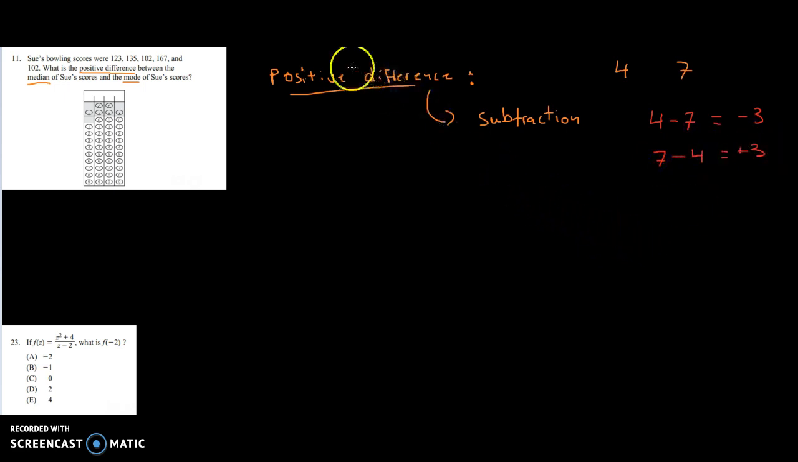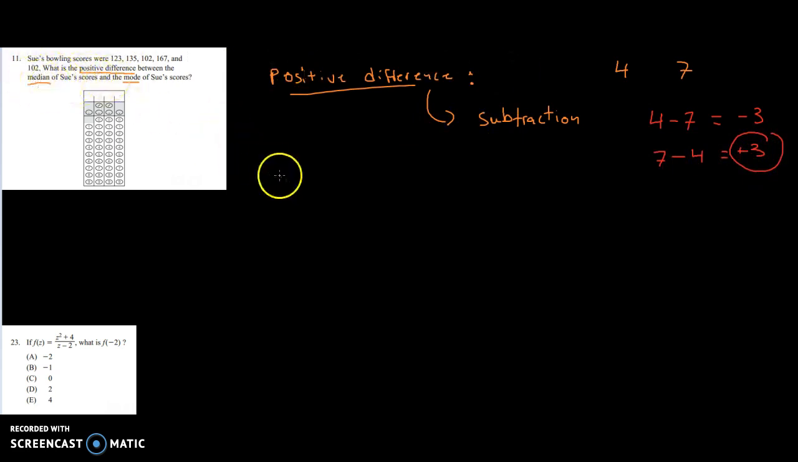So if you have a question that's asking for positive difference, it's telling you which of those two possibilities they want. They want the one that is going to be positive. So in this case, the positive difference between these two numbers, 4 and 7, would be 7 minus 4, because that ends up being +3. Okay, so with that noted, let's jump into this problem.